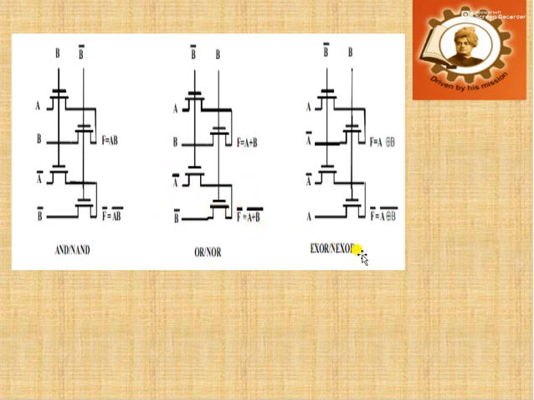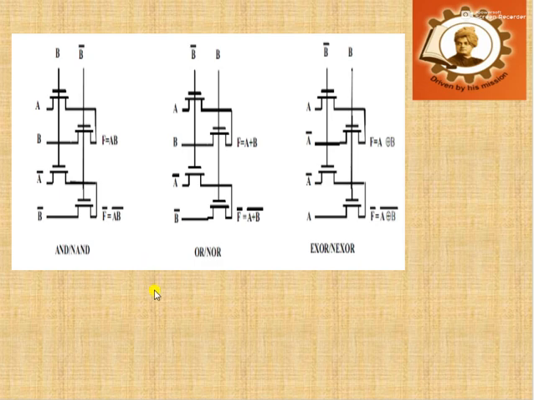For the XOR operation, we have A and A bar at the input, and B bar and B at the gates, so F equal to A XOR B. For the XNOR operation, we replace the inputs by A bar and A, just interchanging them here. So F equals A XNOR B, that is, A XOR B whole bar. So this is about our pass transistor logic.